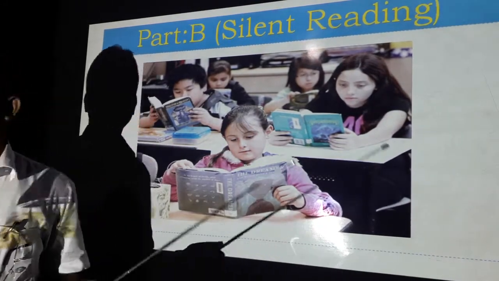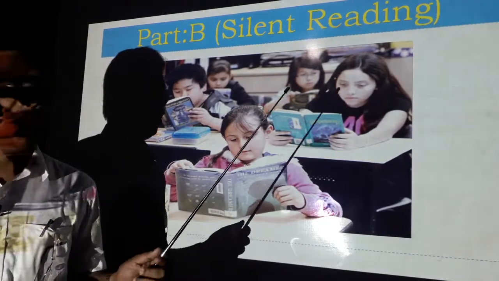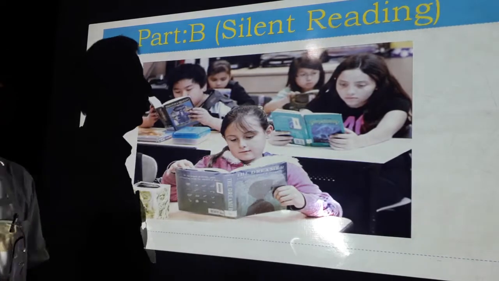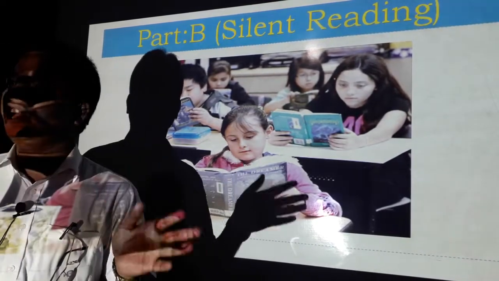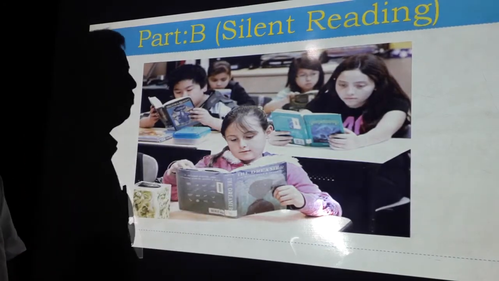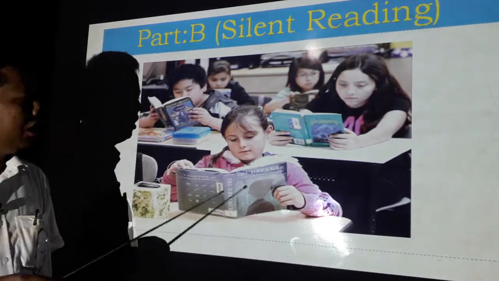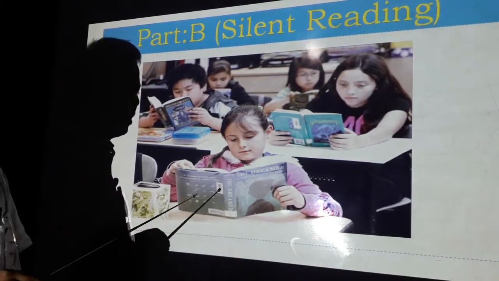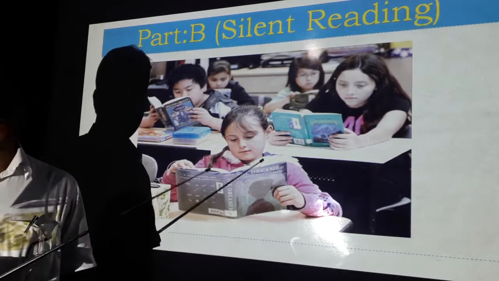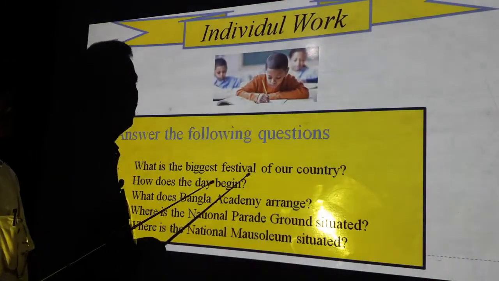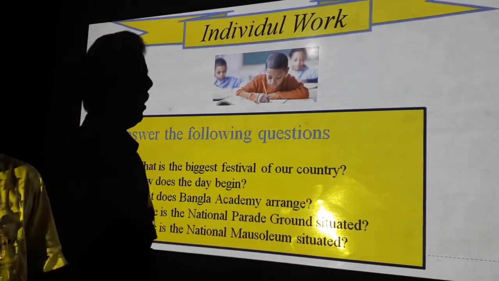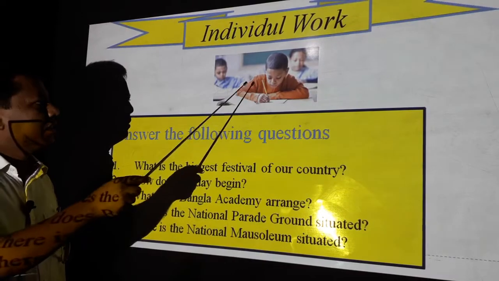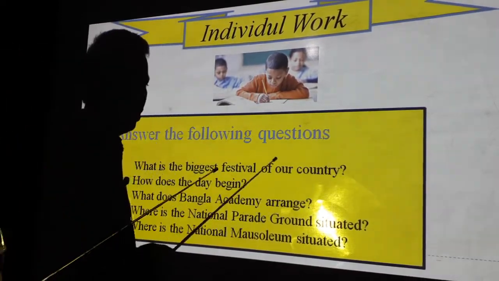Part B, silent reading. This is a very important part of any class, where any teacher teaches his or her students. At that time, firstly he or she gives the students silent reading. This is a very important part. We see a picture here, my dear students. Some students are opening their books and reading their text silently. Next, this is individual work. After silent reading comes individual work. Here we see a picture and the students do their individual work.